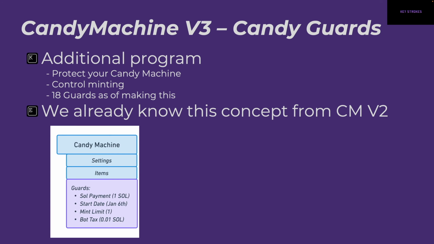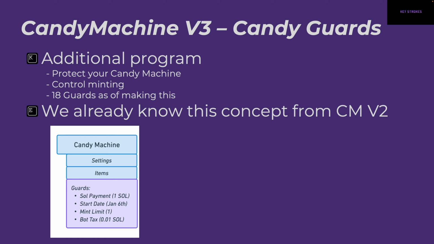Here we have a Candy Machine with some settings and items and some guards attached to it. And there are four guards here. One is sol payment, where it defines each NFT is one sol. Then it defines a start date. It talks about mint limit, which means each wallet can mint only one NFT. And then we have a bot tax of 0.01 sol. So we have already seen sol payment and start date with Candy Machine V2, but mint limit and bot taxes, these are new, and there are 18 such guards available.